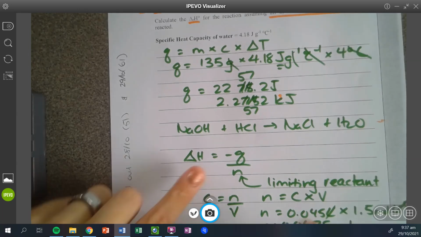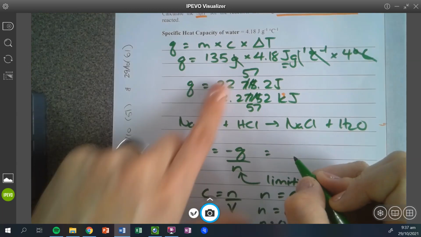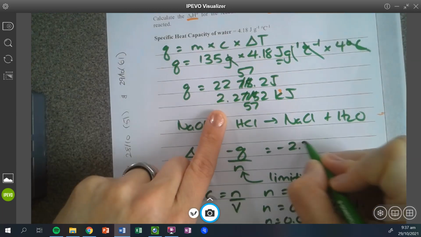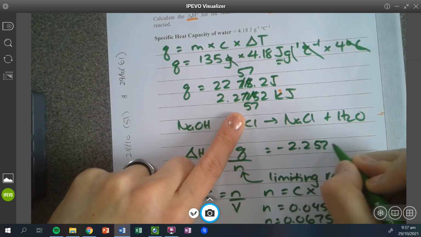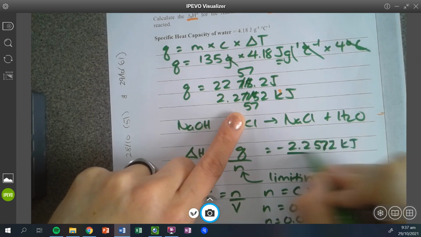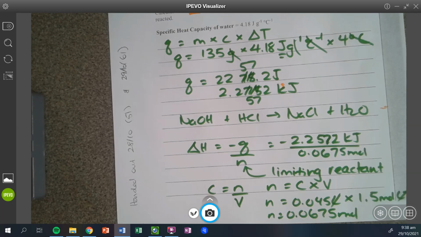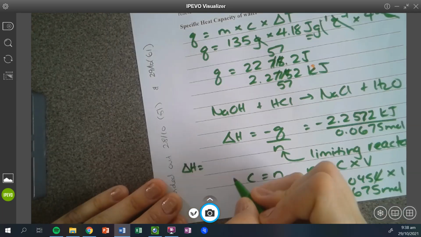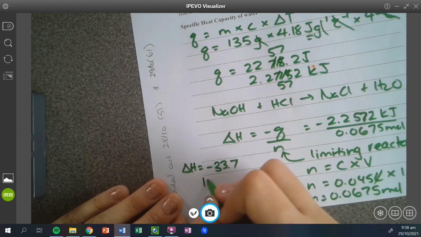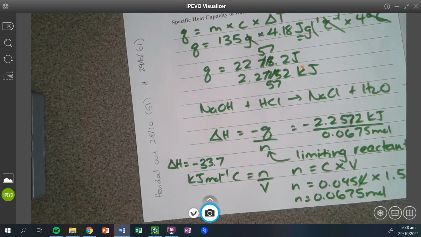All right, then what I do is I plug in all my numbers. So negative Q value. So I have negative 2.2572, that's a 7, kilojoules, and I'm dividing that by 0.0675 moles. Now I'm going to get an answer that's kilojoules per mole. My delta H value is negative 33.7 kilojoules per mole is what you should have. And now this is now in 3 significant figures.